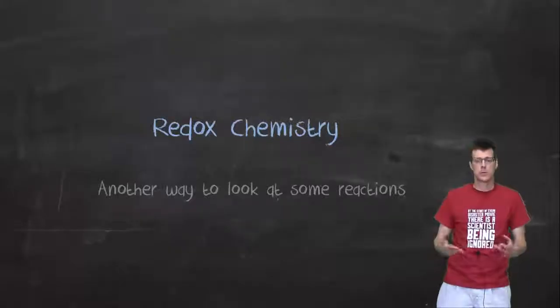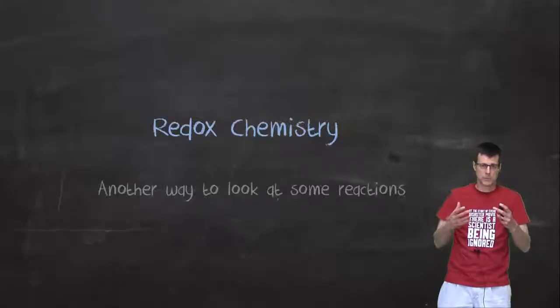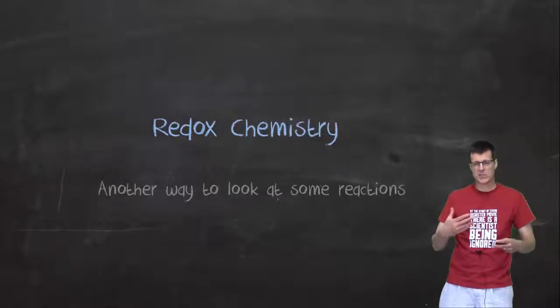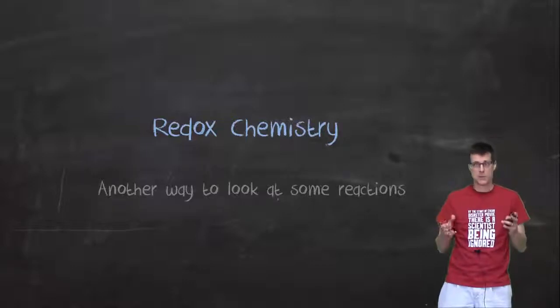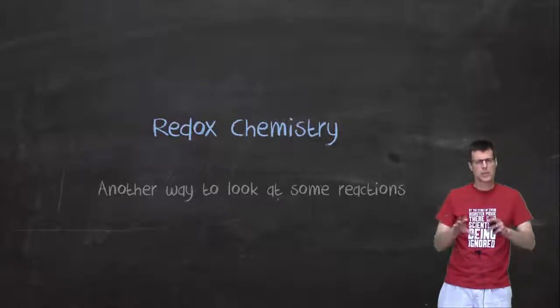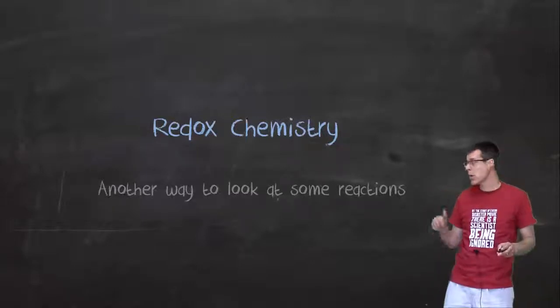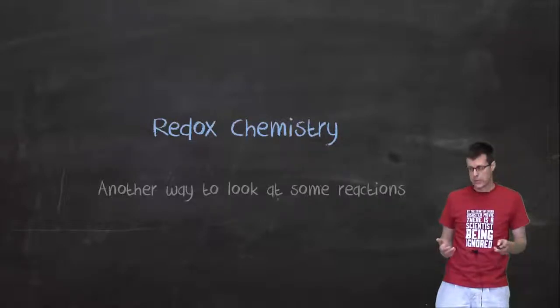You have probably already looked at different ways of identifying reactions. We've had synthesis reactions, double displacement, single displacement, things like that. There are other ways to classify reactions. Think about something called an acid-base reaction or combustion reaction, where you're paying attention to the things that are reacting rather than how atoms rearrange. Redox chemistry is another way of doing that.